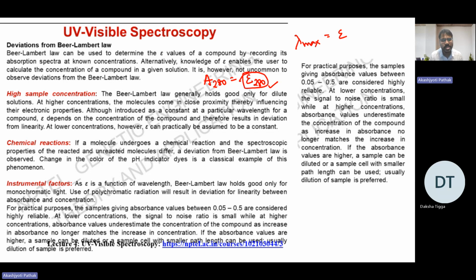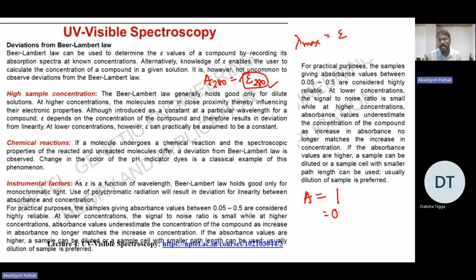At lower concentrations, the signal to noise is small, while at higher concentration, absorbance values underestimate the concentration of the compound. So for practical purposes, absorbance in the range of 0.05 to 0.5 is considered reliable. You need to accordingly adjust your concentration. If your concentration is very high, you will get an absorbance which is near to 1, and this absorbance is not reliable. So you have to dilute your sample and then take the absorbance.